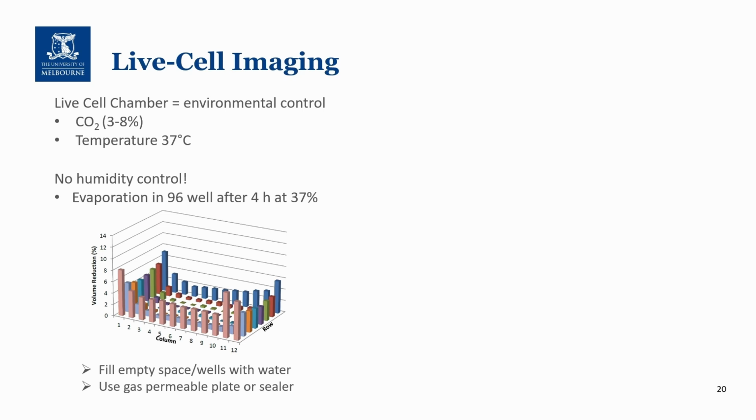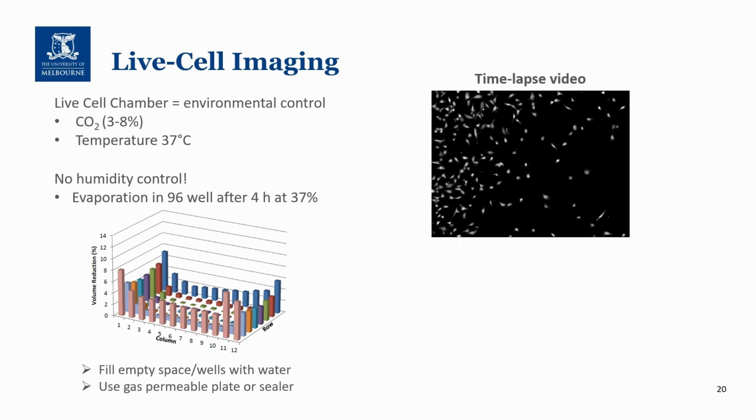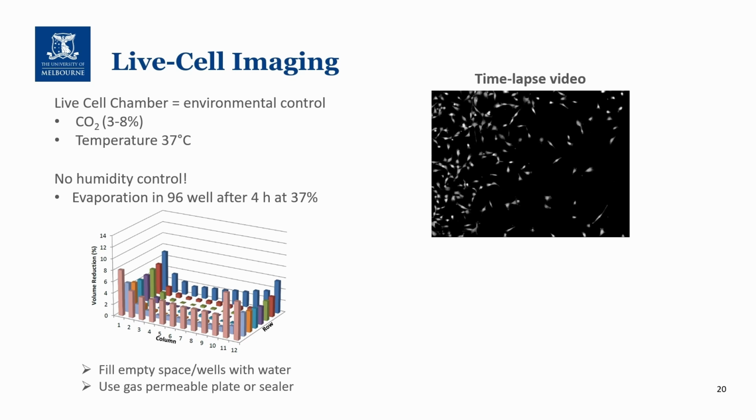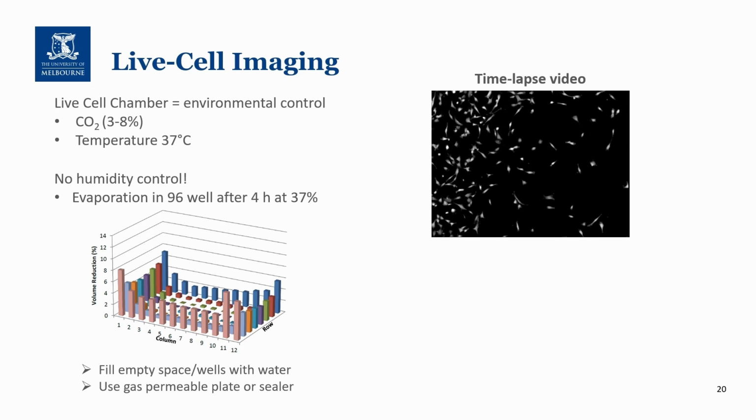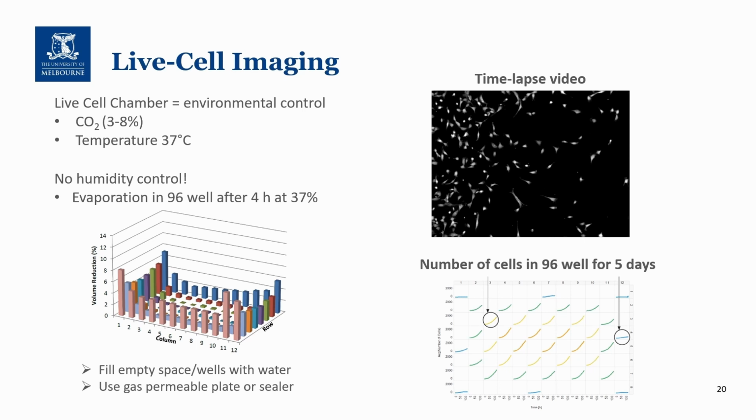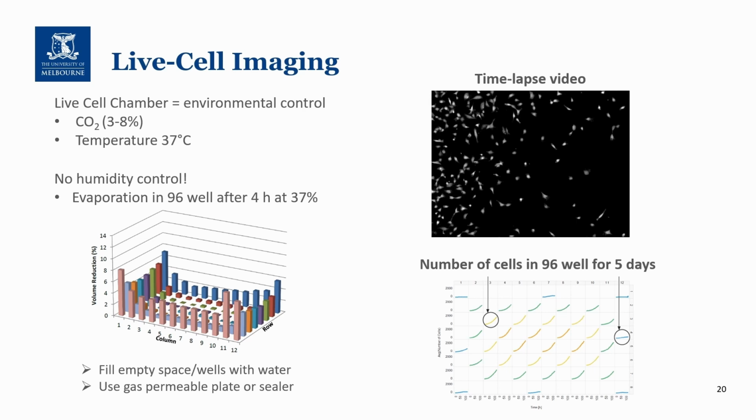Here is an example of live cell imaging where a time-lapse video was taken with digital phase contrast. Another use for live cell imaging is measuring cell proliferation in a high throughput manner. Here the plot of cell number over time has been color coded and overlaid on each well. You can see that the rate of proliferation is affected by the well position, and cells seated at the edge have a significantly lower rate of growth compared to the central wells. So this is something to consider if you're doing a live cell experiment.